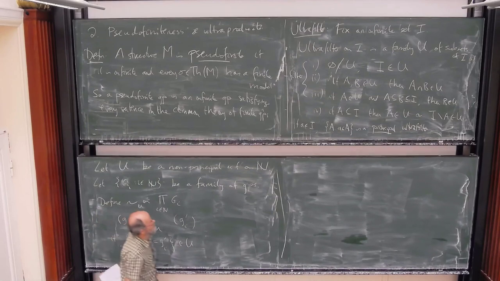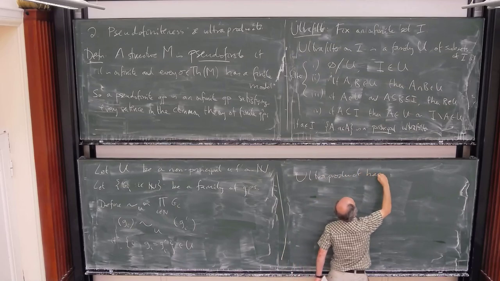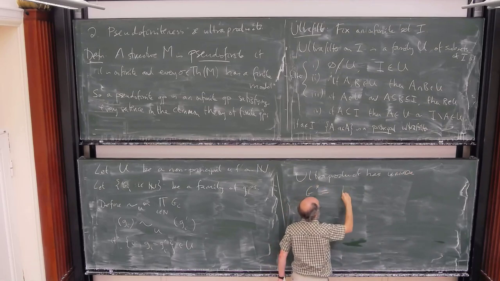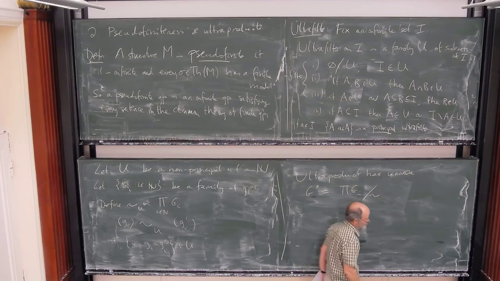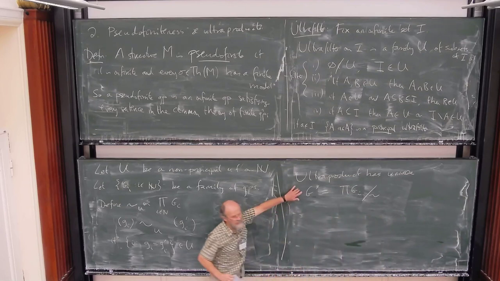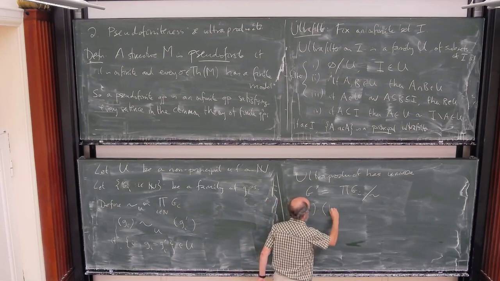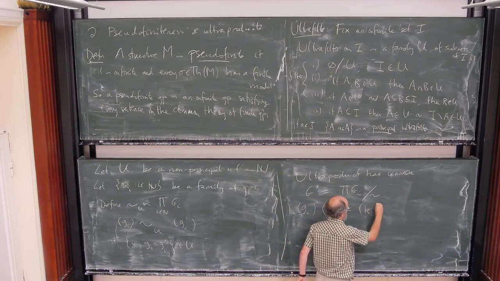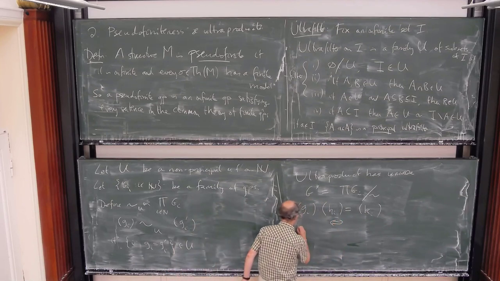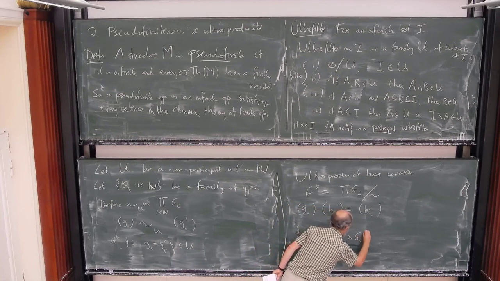And then the ultraproduct, G star, has as its universe the Cartesian product of the G_i modulo this equivalence relation. So it's a quotient of the Cartesian product. And you define the group operation: the sequence (g_i) times the sequence (h_i) equals the sequence (k_i) if it holds almost everywhere, so if the set of all i such that g_i h_i equals k_i in the group G_i is in U.